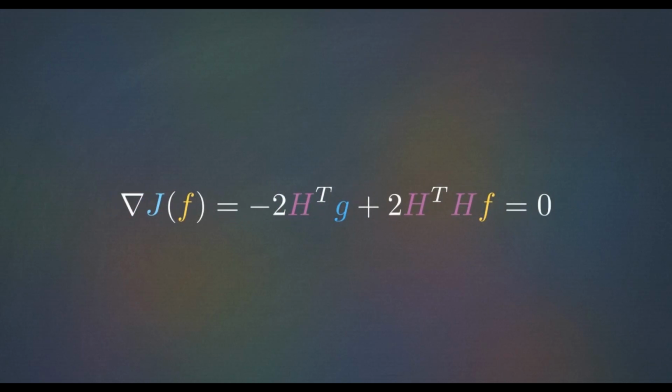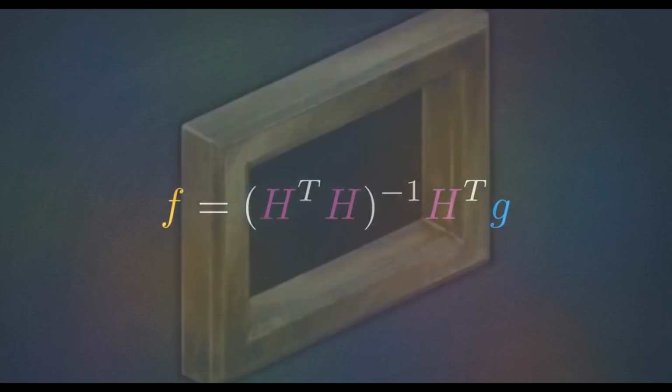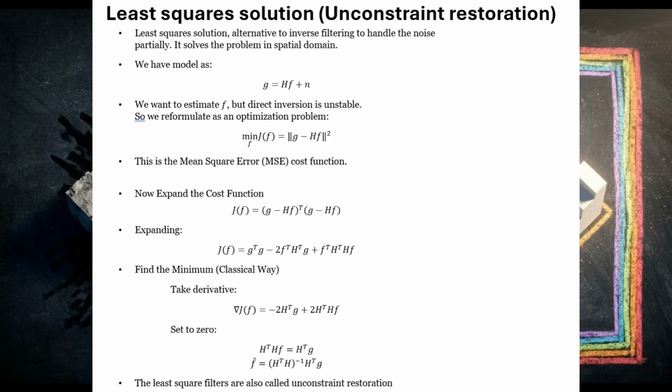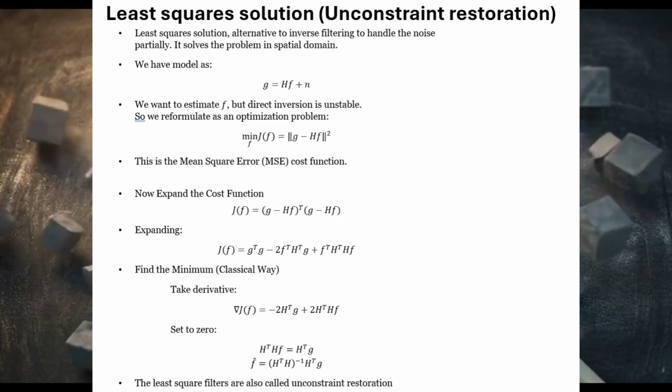To find the minimum, we calculate the gradient and set it strictly to 0. Rearranging the terms establishes the equilibrium known as the normal equations. By applying the pseudo-inverse to isolate f, we arrive at the ultimate least squares spatial solution. Optimizing for minimal error bypasses the instability of direct matrix inversion. This provides a robust blueprint capable of suppressing noise while recovering the sharp features of the original image.